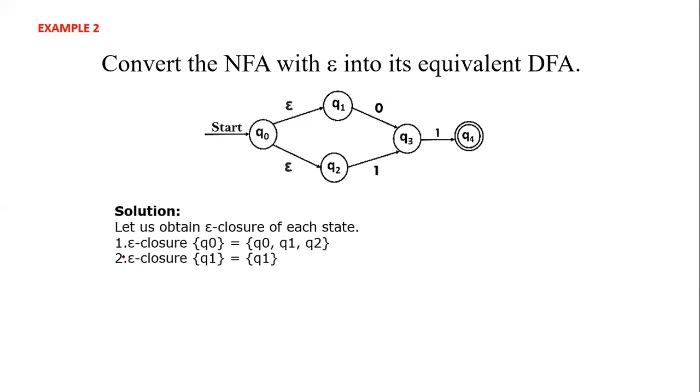And for Q1, Q1. For Q2, Q2. For Q3, Q3, and Q4, also Q4 only. No other epsilon transition for these states. So we just mention the particular state itself as the epsilon closure. Okay. So what is the next step?